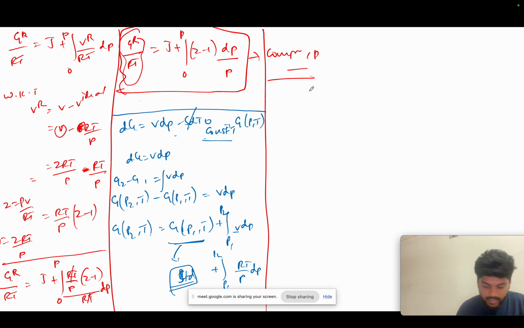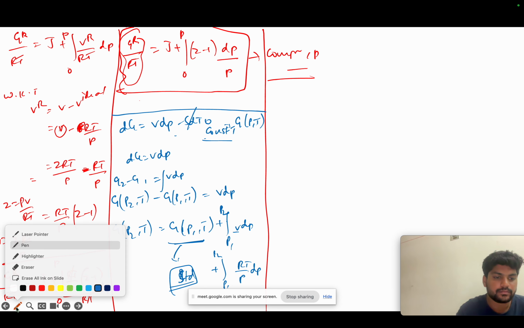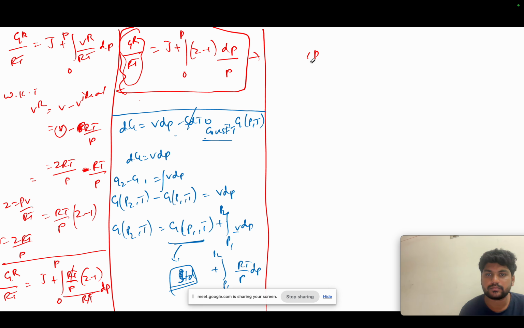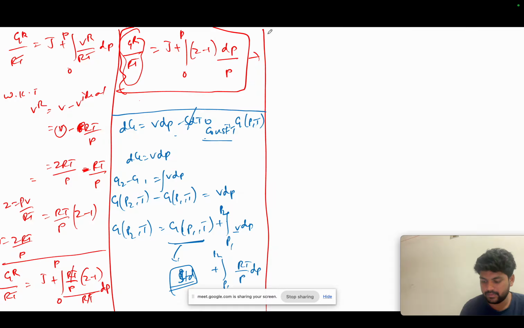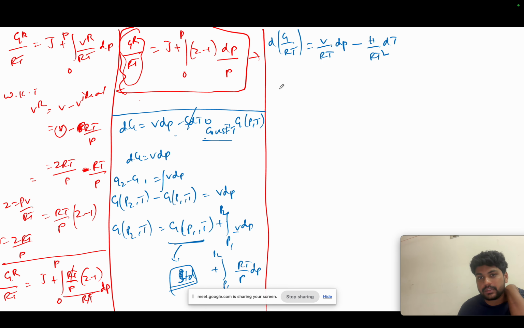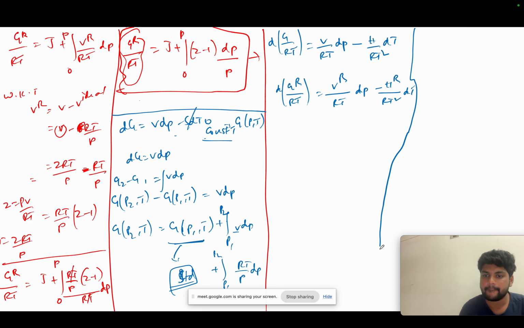So this equation we have is d of G by RT equals V by RT dP minus H by RT squared dT. Now if I write it in the residual terms, this equation will go like this.